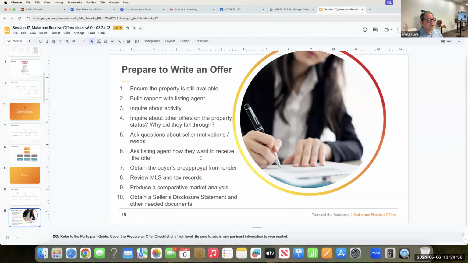Ask the listing agent how they want to receive the offer. Should I email it to you? Should I email it to your property, to your office manager? Some agents want all the offers to be submitted blind to the office manager. So ask them how they're receiving offers.